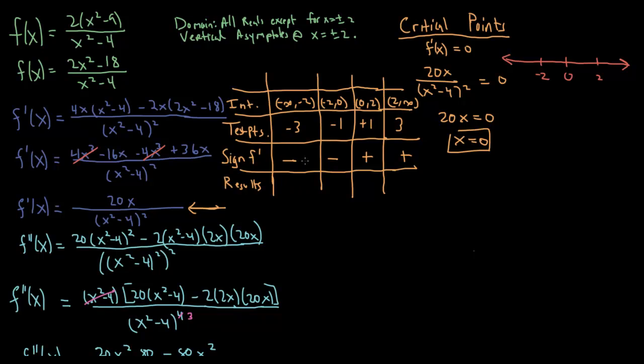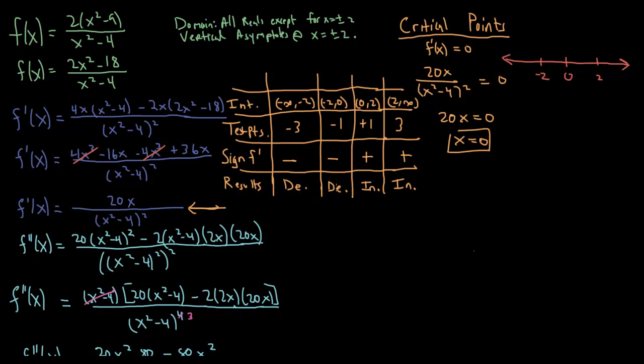Our derivative is negative here, so the original function's decreasing, and then since it's positive here, increasing and increasing. So that's the first thing to talk about: we're decreasing from negative infinity to 0, and we're increasing from 0 to positive infinity.